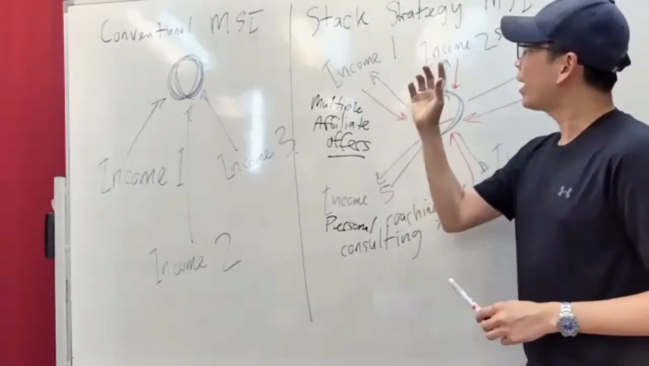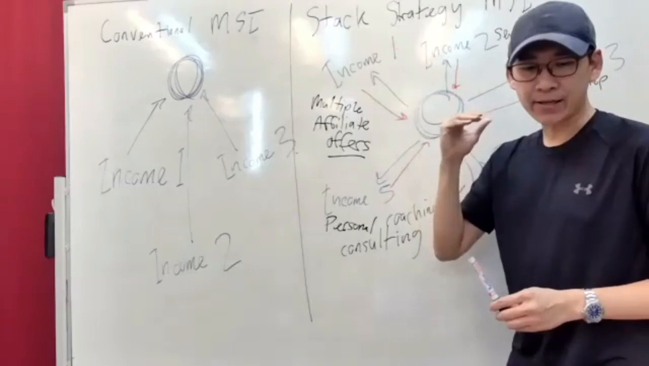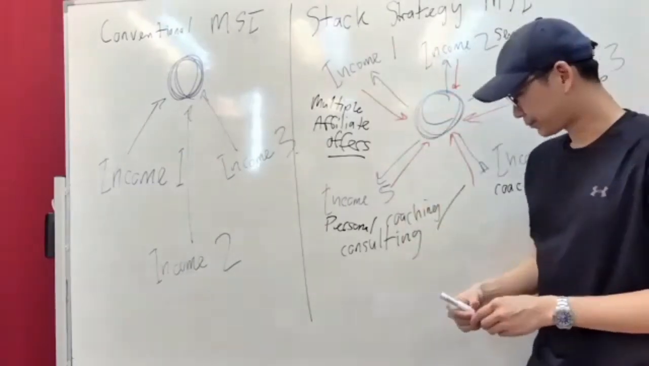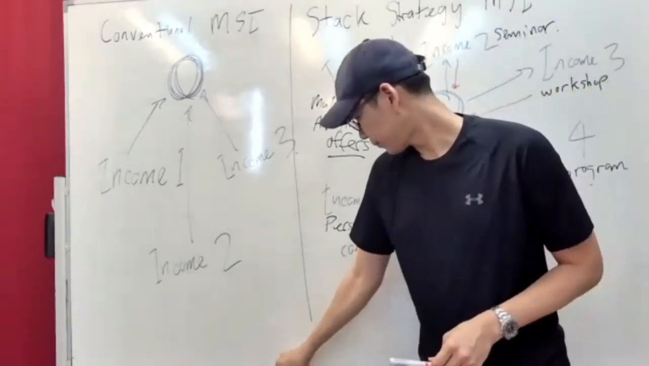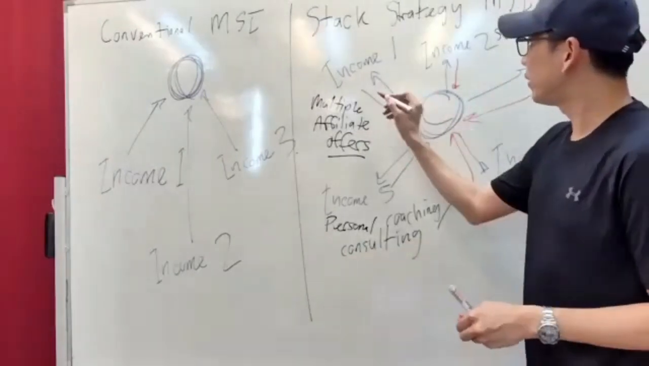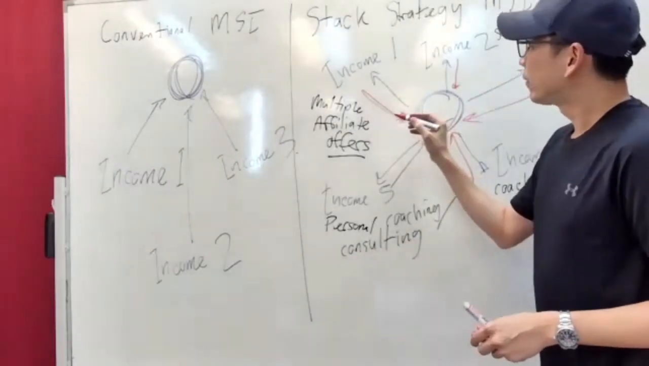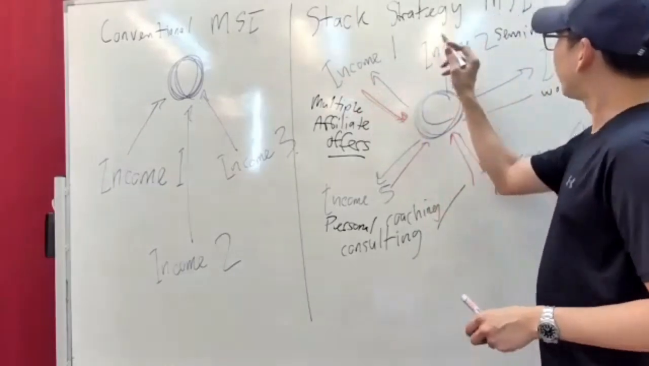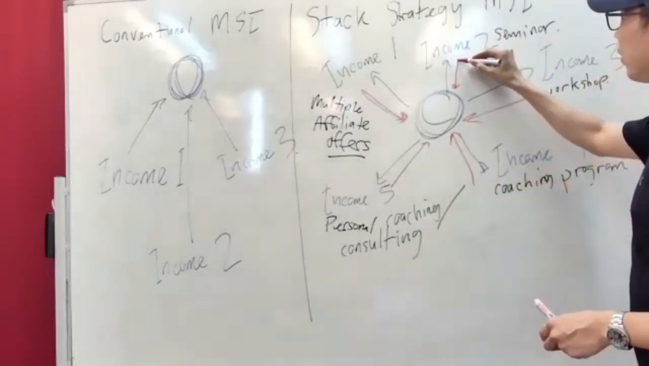And why is it stacking instead of creating a new one? Because as I share with you, this arrow, it goes back. As this offer or this offer, let's say this seminar offer, right?